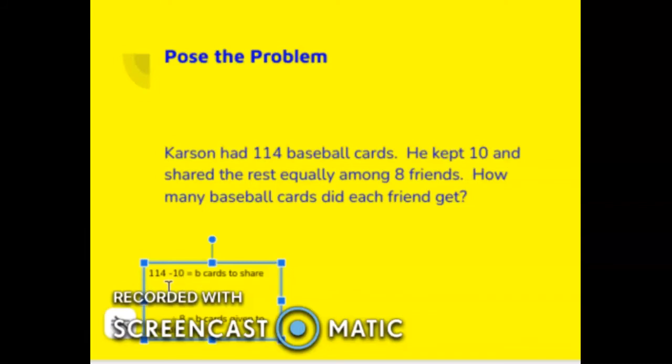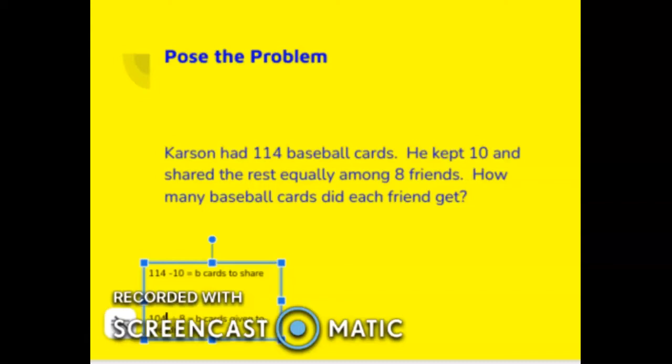So here I'm going to put B is equal to 104, because I know that 114 minus 10 is going to leave me 104, because I'm taking that 10 away. Now, I know what I have to put down here. I am dividing the remainder of those cards that he had left by 8. So now I'm dividing by 8 in this problem.